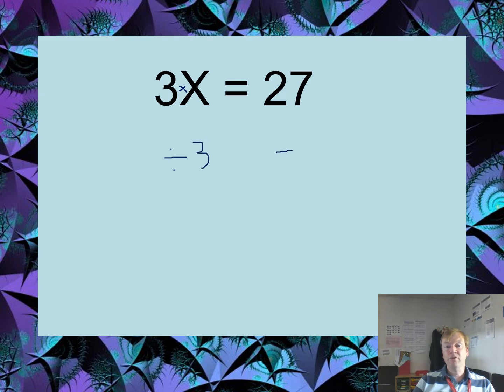Of course, like before, we do it to both sides of the equation. Divide by 3. What happens then? Well, times 3 divided by 3 cancels out. I've just got my x. Over here, I've got to work out 27 divided by 3, and that gives me 9.